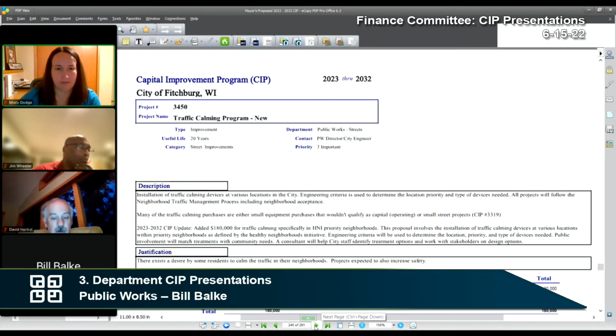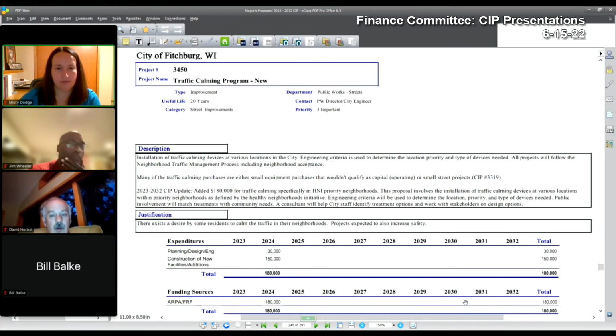3450, traffic calming program. This project is a new project added to install traffic calming devices or improvements at various locations in the city using the neighborhood traffic management process. Projects would be targeted toward H&I priority neighborhoods. This project would use ARPA funding to begin installing traffic calming measures where indicated through the traffic management process and data collection in H&I neighborhoods in 2024.